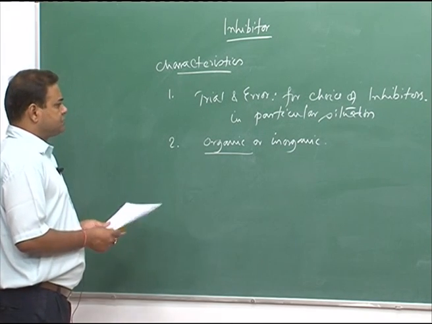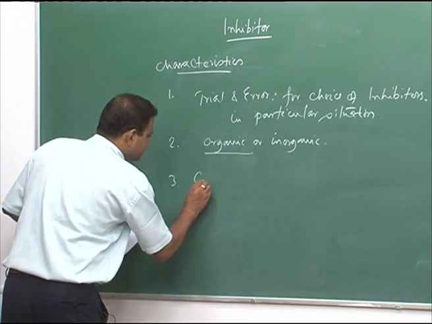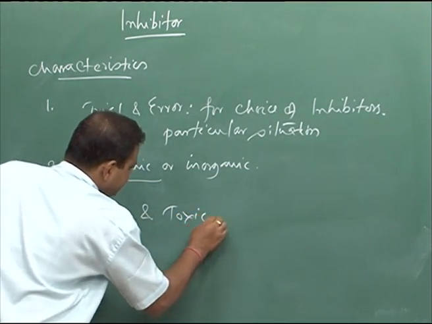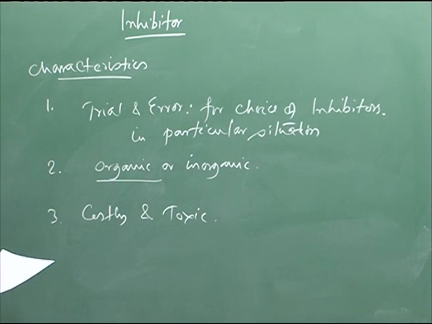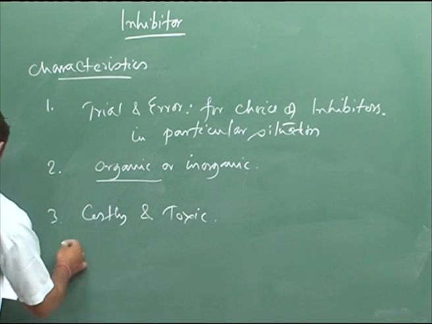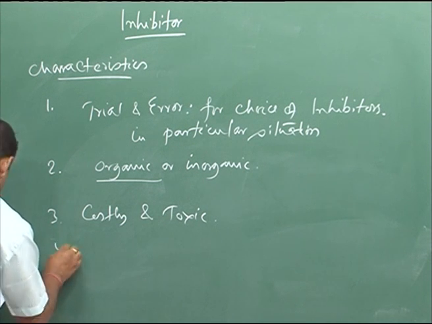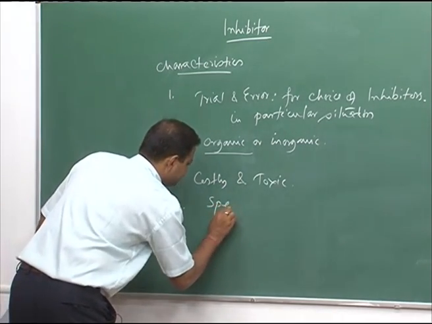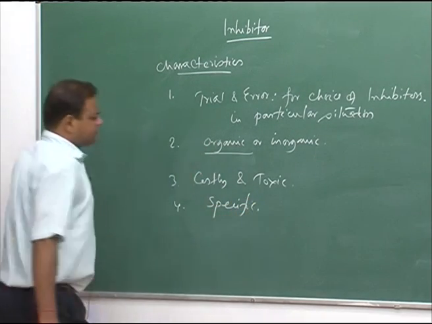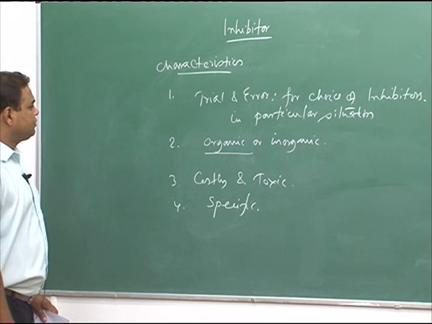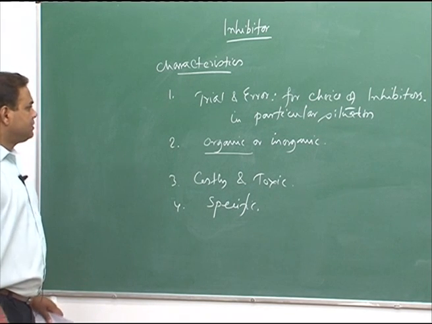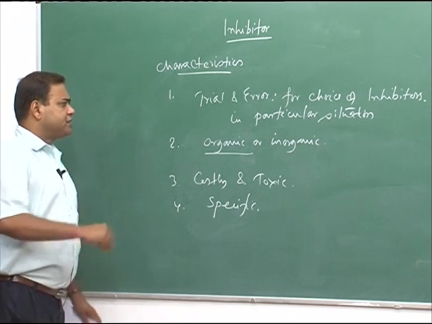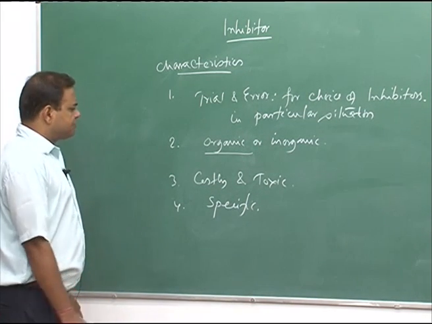Now, inhibitors definitely are costly as well as toxic, and they are specific. It means that for a particular system or a particular metal, one inhibitor can work nicely, but that cannot work in another case. So, it is specific in nature.